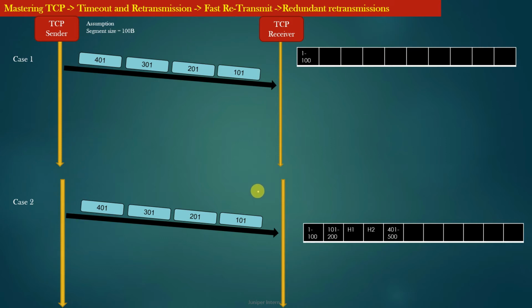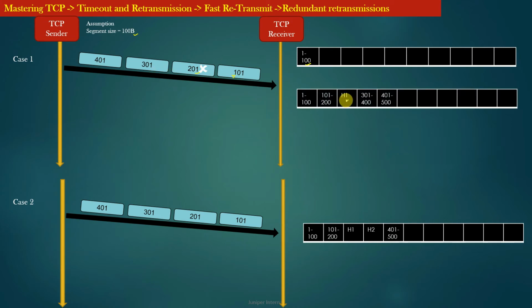You can see in this diagram, we have a TCP sender and a TCP receiver. Let us assume that the size of each segment is 100 bytes, and that bytes 1 to 100 have already been received by the TCP receiver. The TCP sender is now transmitting the following 4 segments. Out of these 4 segments, suppose the segment with sequence number 201 has been lost. So the TCP receiver will process segments with sequence numbers 101, 301 and 401.